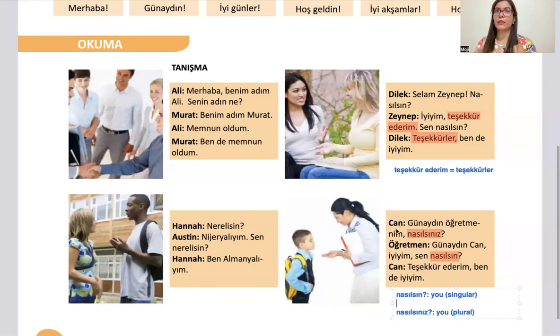As you can see, when you see your boss, you don't say nasılsın. You want to be more formal, so you say nasılsınız. When you see your professor, your teacher, you say nasılsınız. Here, John says nasılsınız to his teacher. But the teacher wants to be kind of informal and says, sen nasılsın. How are you? Sen means you. Sen nasılsın. How are you?